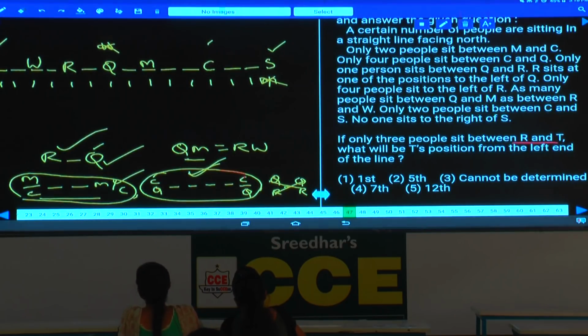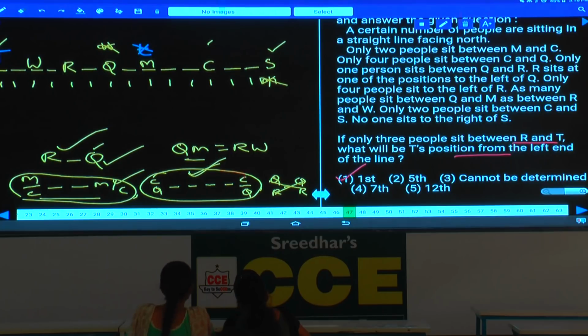If 3 people are between R and T, as R is here, now T cannot be to the right hand side of R. Why? Because then M and T will be in the same place. As T cannot be here, with 3 people between R and T, hence T must be at this place. If T is at this place, then what is the position of T from the left hand? What is its position here? First, that is choice 1.